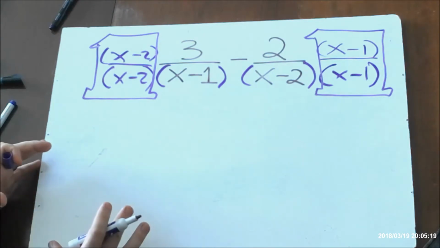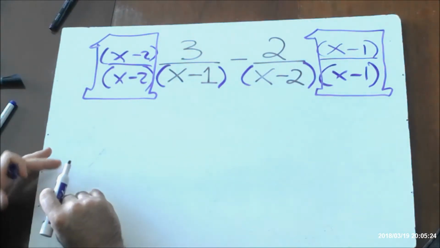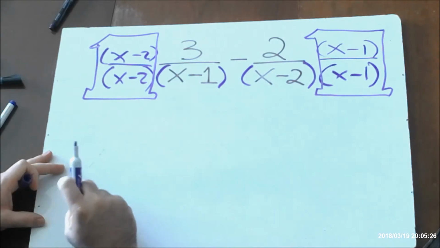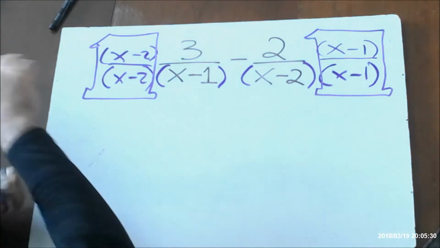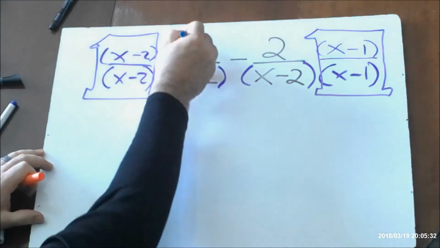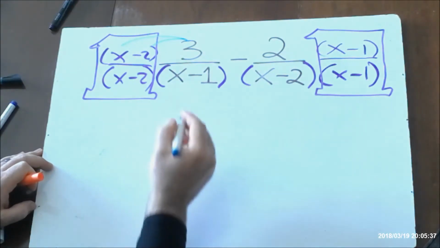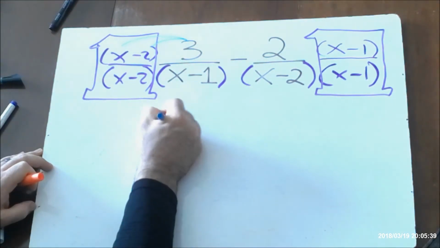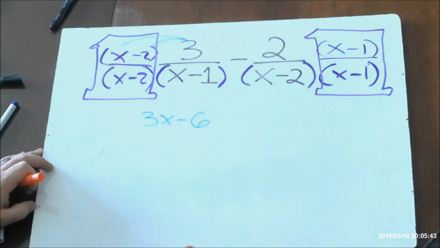So now we need to simplify this. You can leave the denominator factored. I'd recommend that because something might cancel out at the end here. Always have to check for that. The rest of it, we're going to simplify the top. So what I've got here is a 3 that multiplies there, which is going to give me on the top 3x minus 6.